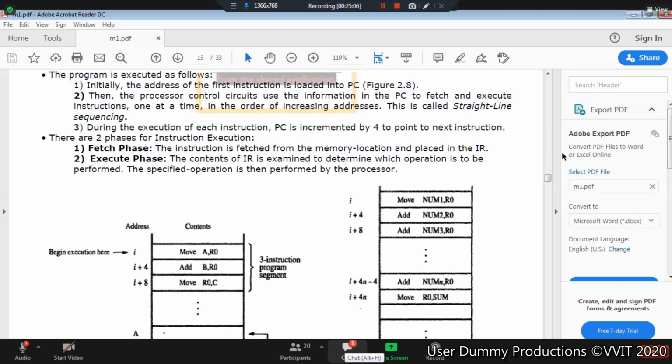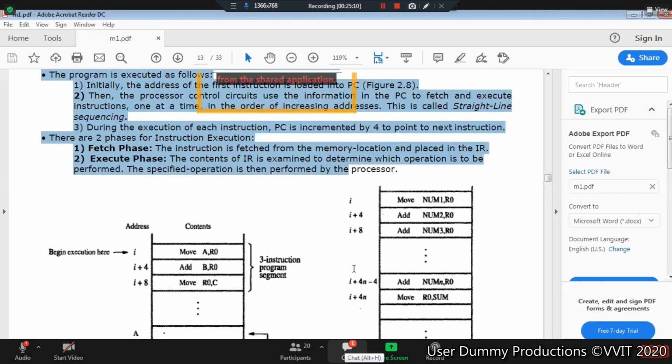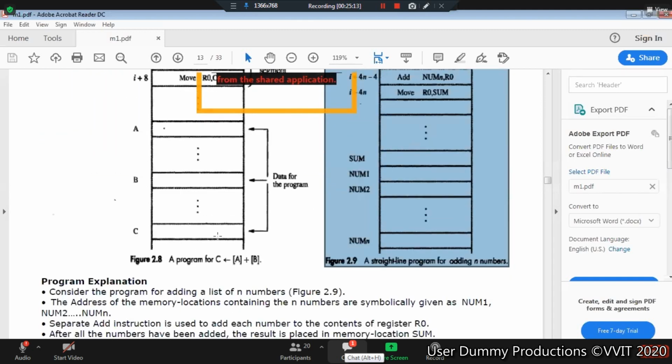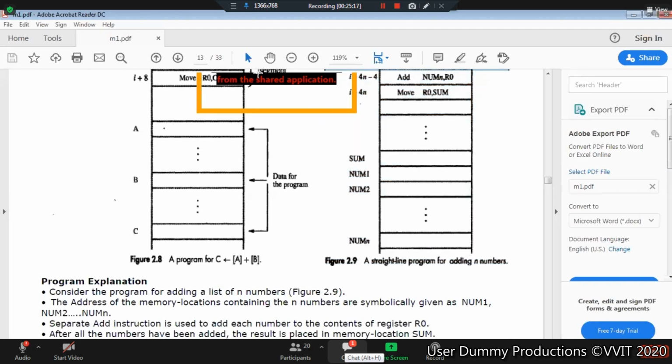Move A to R0. Value of A to R0. Come to this side. This one is for only adding two numbers, figure 2.8. Come to 2.9, okay? This side.